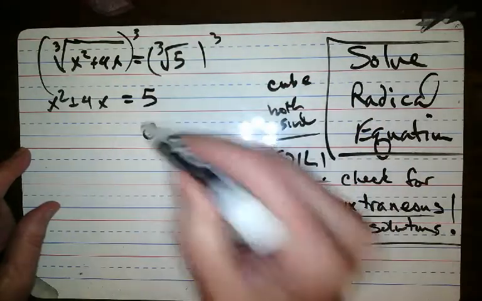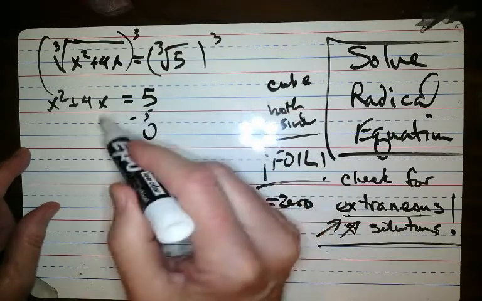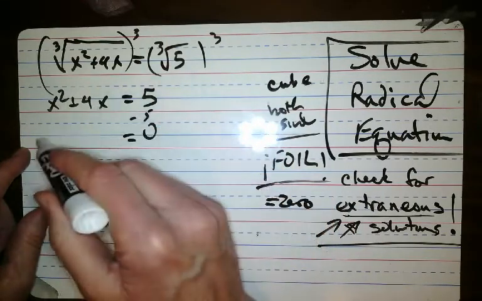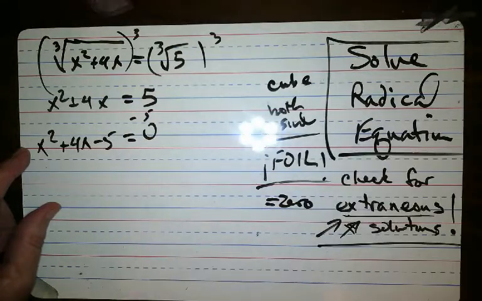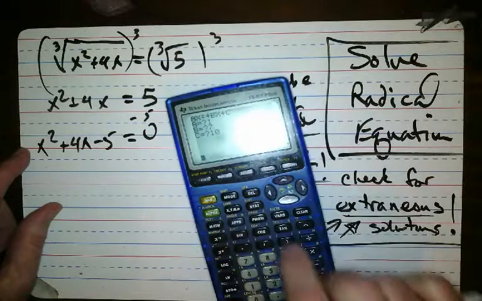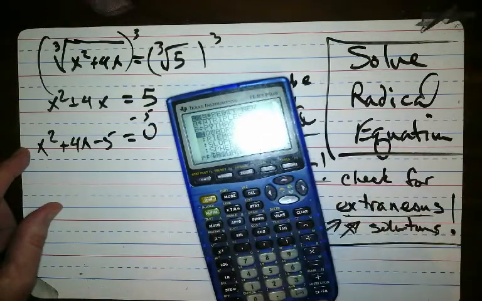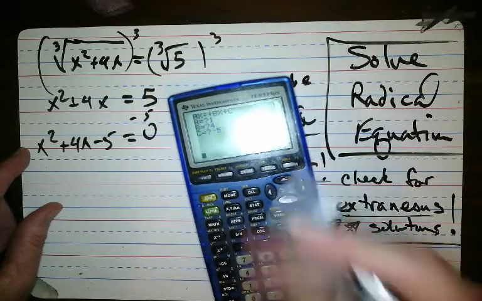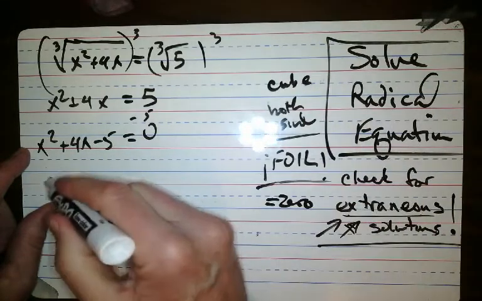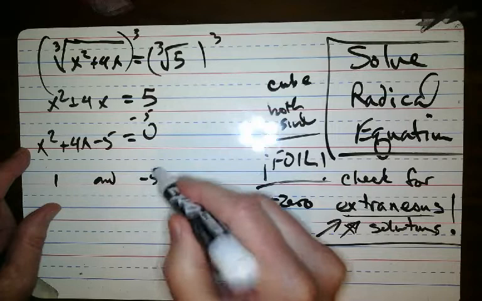Can't solve it unless it's equal 0, so I have to subtract 5. So I get x squared plus 4x minus 5. Then I use my quadratic formula. Whee! Yay, what did I do? I hit the wrong button. Quadratic formula 1, 4, -5 tells me that one of the numbers is 1 and the other number is -5.